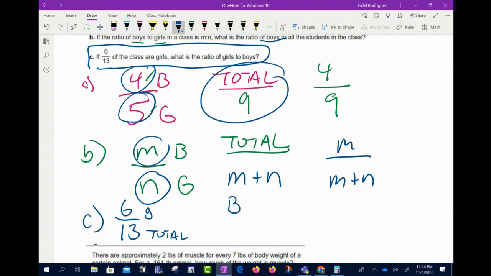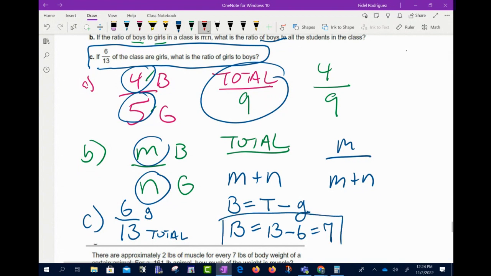Okay, so look, if we were trying to find the number of boys, we would have to take the total and we'd have to subtract the number of girls. So if the total is 13 and there are 6 girls, that would mean there's going to have to be 7 boys, right? And the question now says, what is the ratio of girls to boys? Well, there's 6 girls to 7 boys, right? And again, this would be the approach.